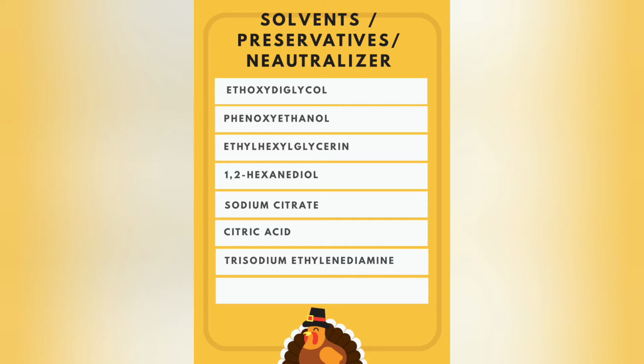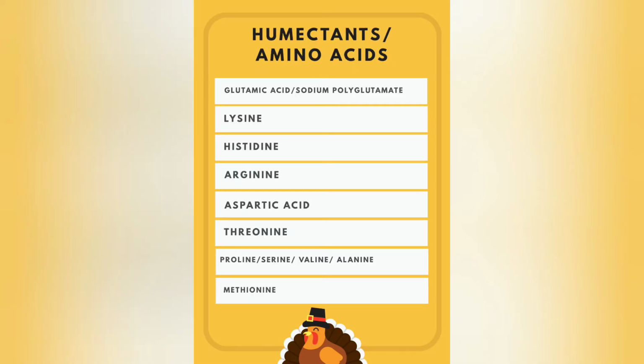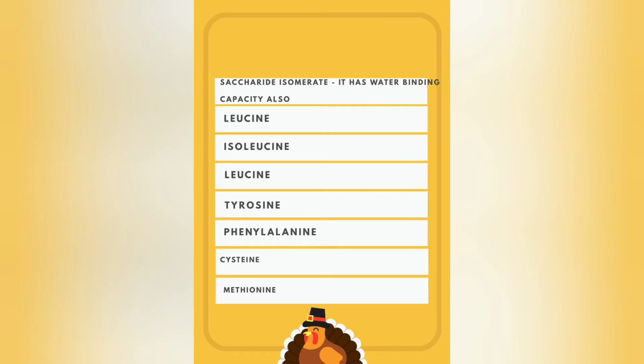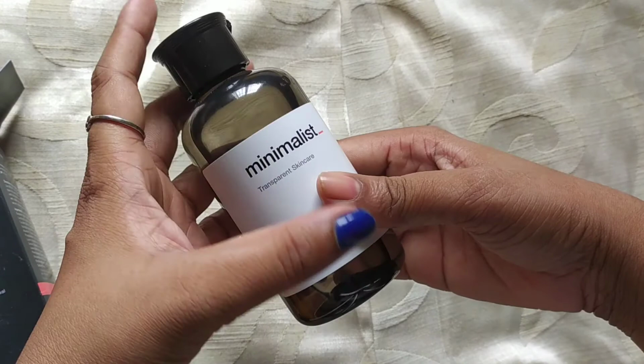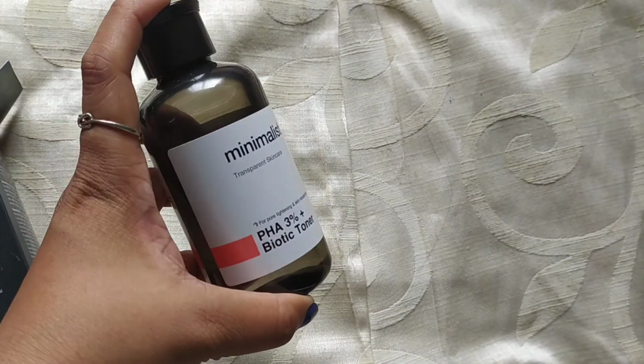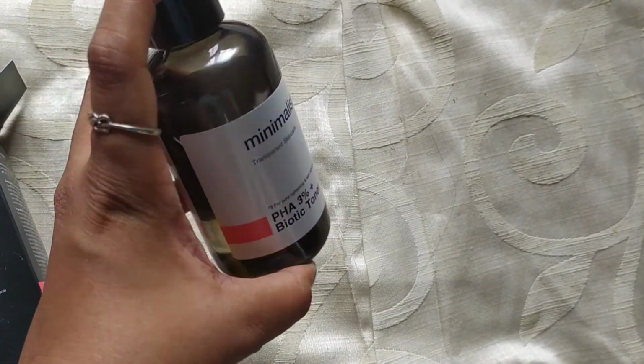People who are allergic to fermented ingredients, please make sure to do a patch test before using it. It also has salicylic acid, which is a BHA. It uses a lot of hydrating ingredients, a lot of amino acids and a few fermented ingredients.